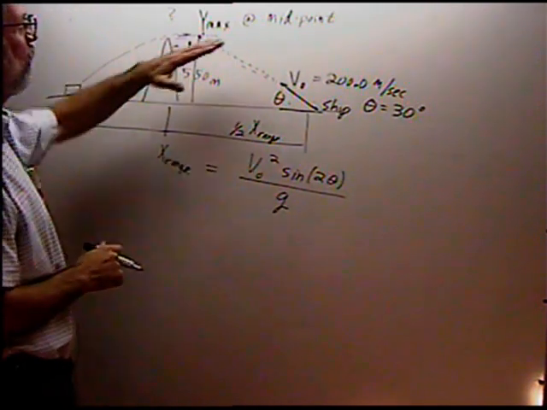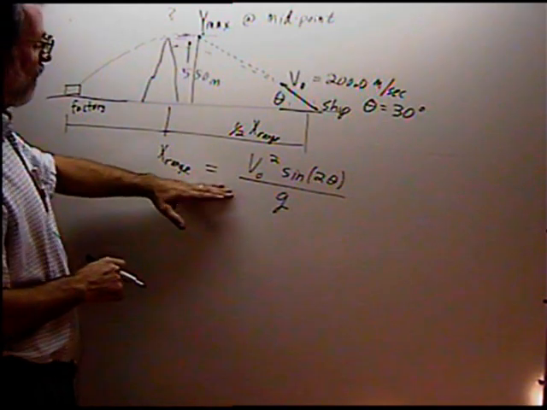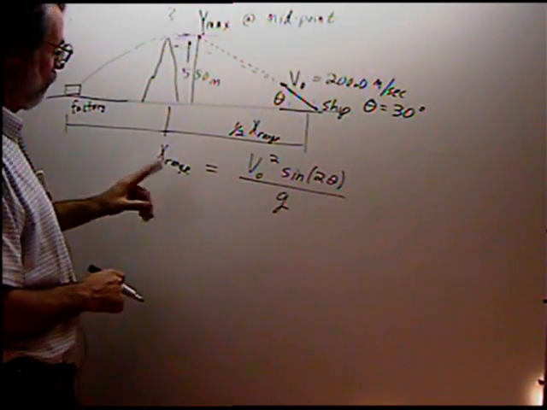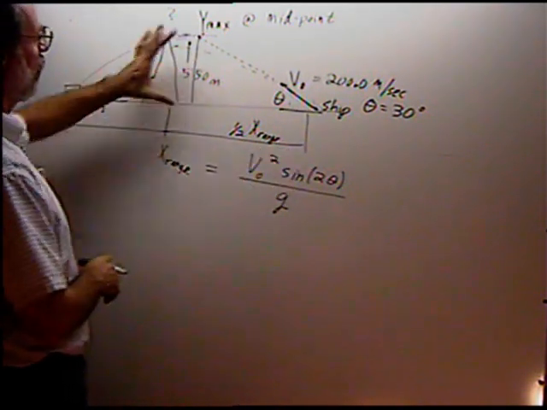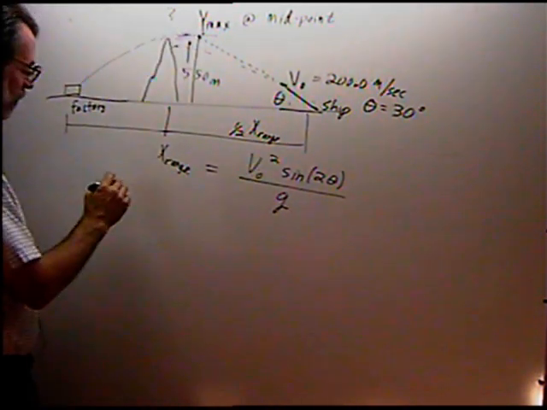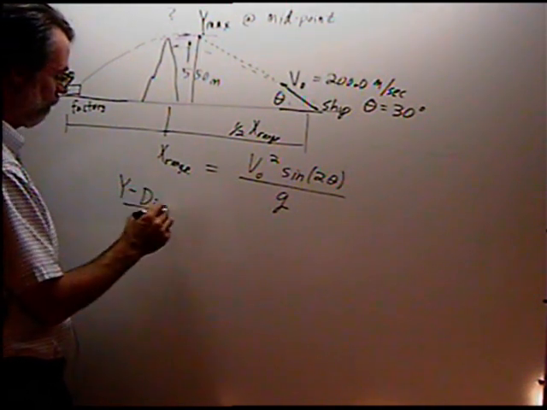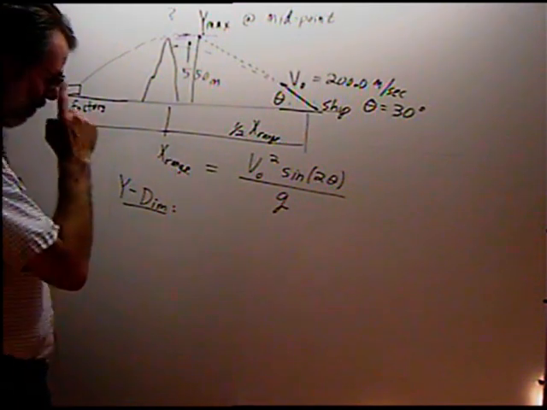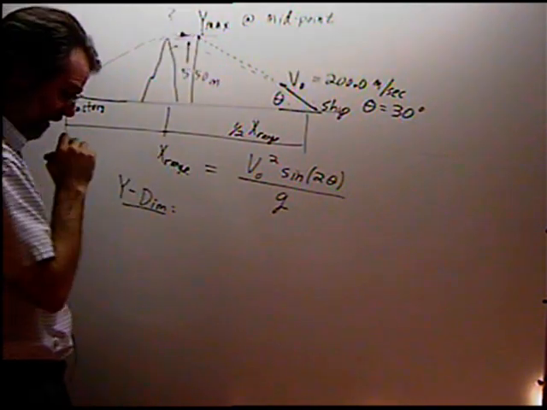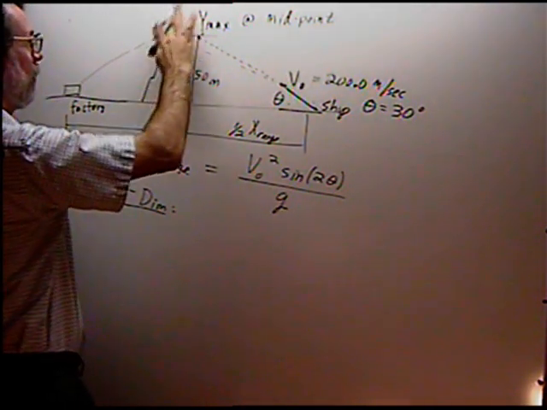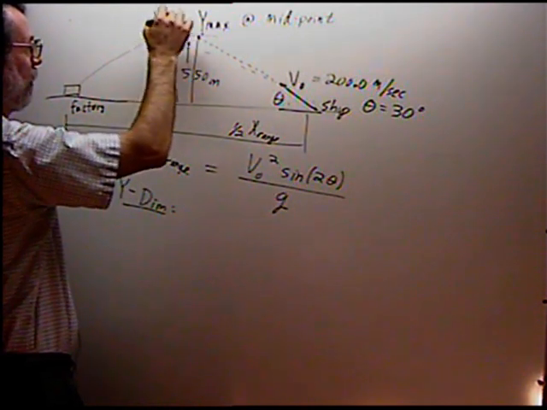Now, when we calculate y max at the midpoint, do we have to actually know the x range? Let's think about this for a second. Well, forget the range right now, just think of this problem. This is a y dimension problem, at the peak here, wherever that peak is. What do we know about the peak right at the maximum? We know that the y component of velocity is 0.